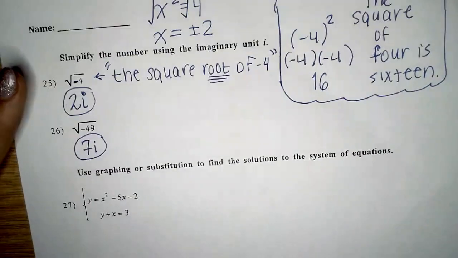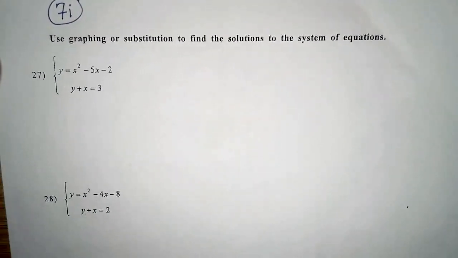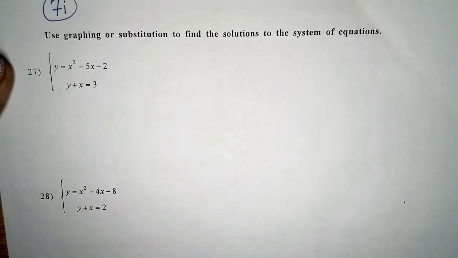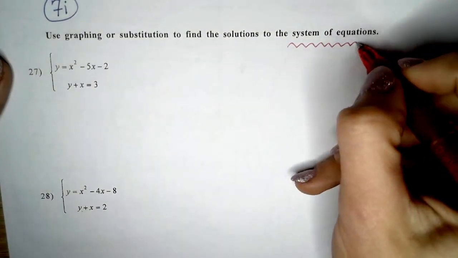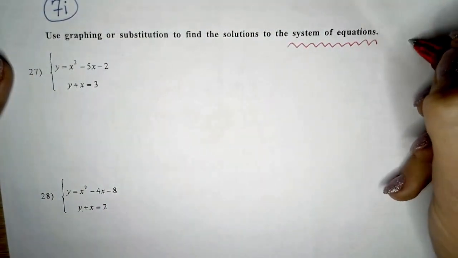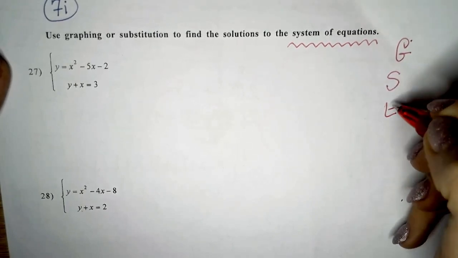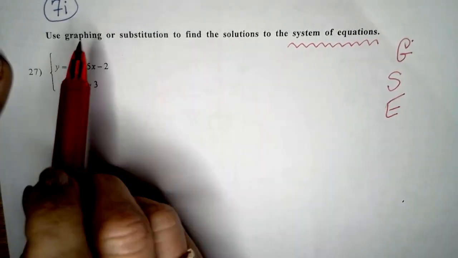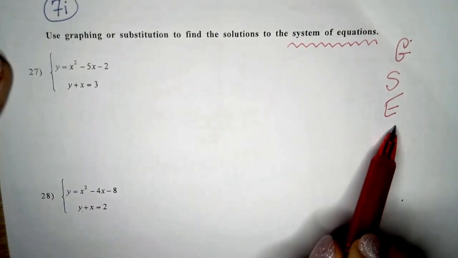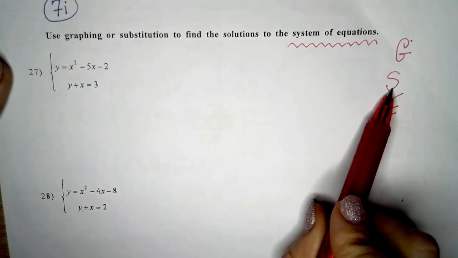Next. Use graphing or substitution to find the solution to the system of equations. Now, we've been talking about systems of equations for a long time. A system of equations, we usually use which methods to solve? There were 3. Elimination, substitution, graphing. Good. Graphing, substitution, and elimination. Those 3. This has to use these 2. We don't really want to use elimination here. Substitution is actually pretty easy for this one.